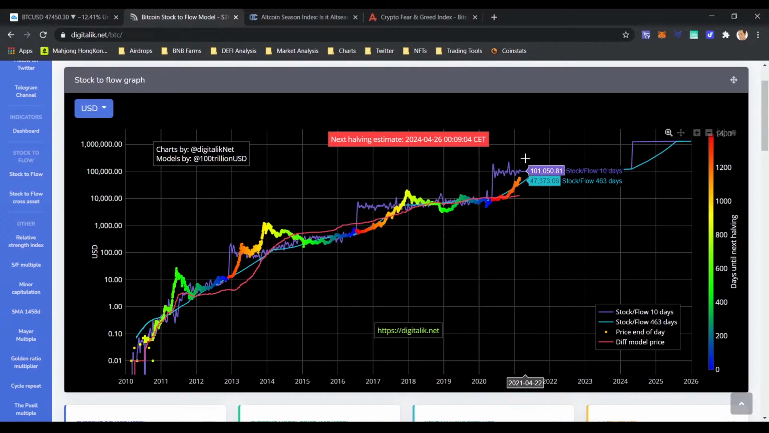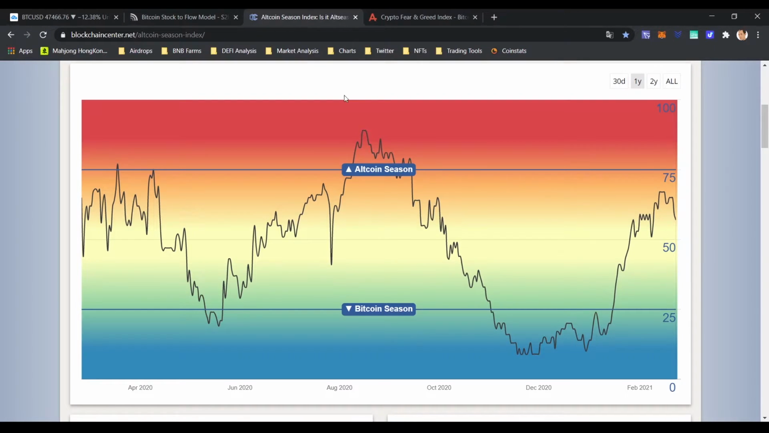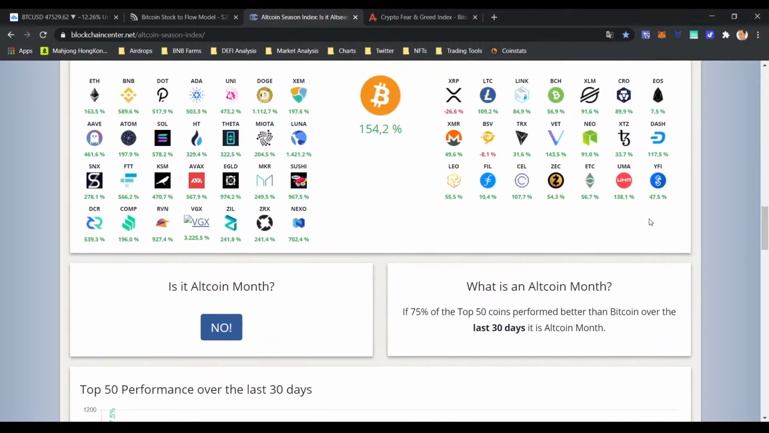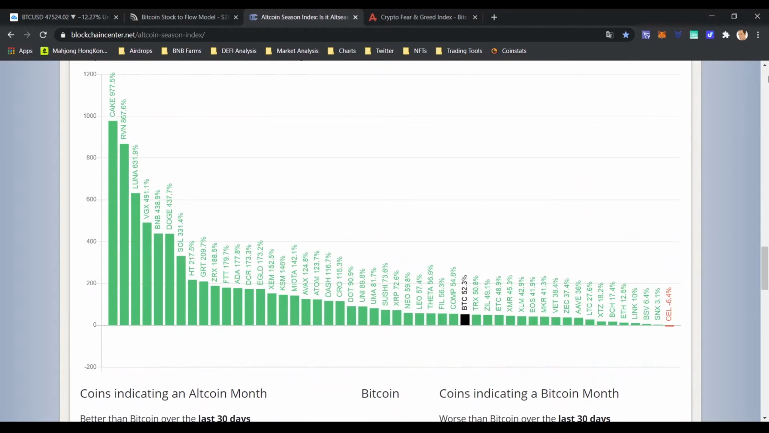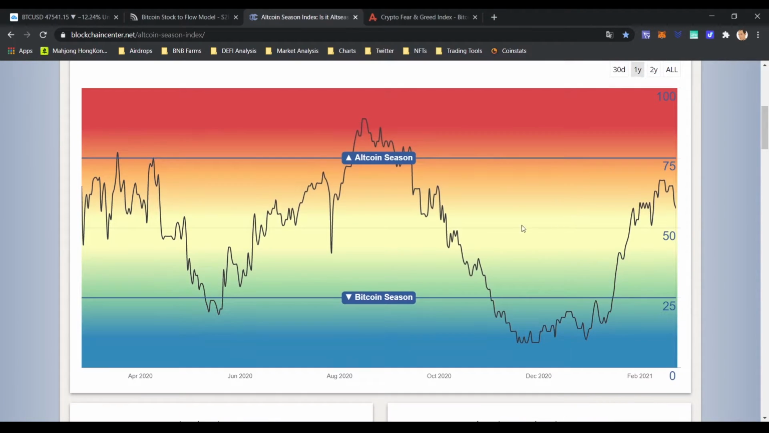The second chart I want to introduce to you guys is the altcoin Bitcoin season indicator. This chart is a comparison between the altcoin prices and the Bitcoin prices. So the chart is a really good indicator to help you balance your portfolio between alts and Bitcoin. The way you should use this chart is kind of as a reverse indicator. So when we're in Bitcoin season, you should be thinking about accumulating alts, and when we are in altcoin season, you should be thinking about accumulating Bitcoin.